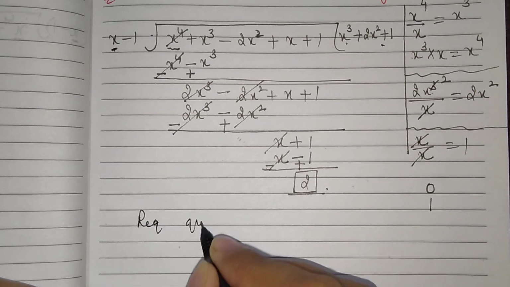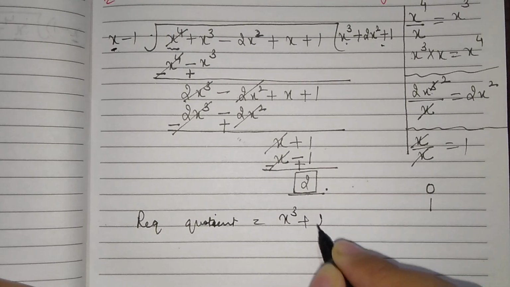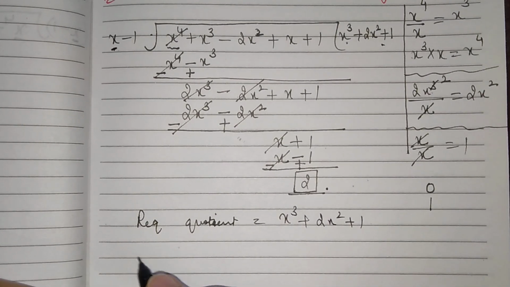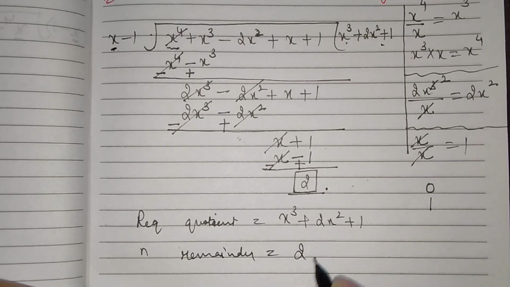Required quotient is equal to x cube plus 2x square plus 1, and required remainder is equal to 2.